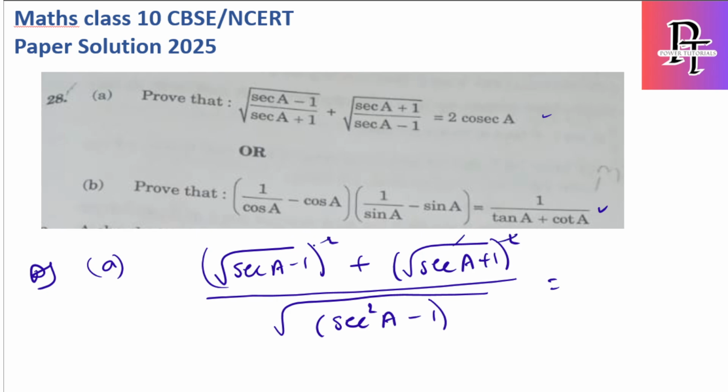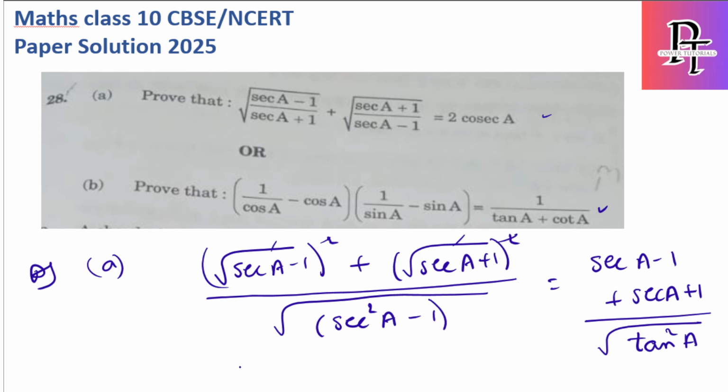Okay, in the next step I will do it here. The root and this cancel, this and this cancel out. It becomes secant A minus 1 plus secant A plus 1 by root of secant square minus 1, which I can write as tan square A. How I can write it: use the identity 1 plus tan square A is equal to secant square A. So if I move it to the other side, it becomes secant square A minus 1. Okay, so this and the root also get cancelled out. For this question I think the A part will take less time, but still I will do it.